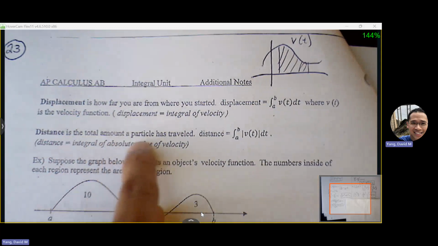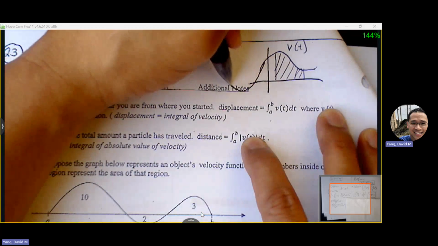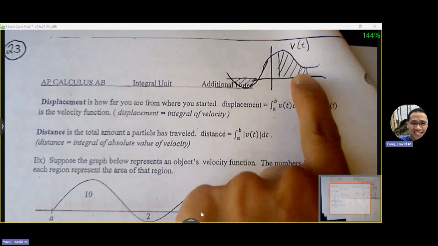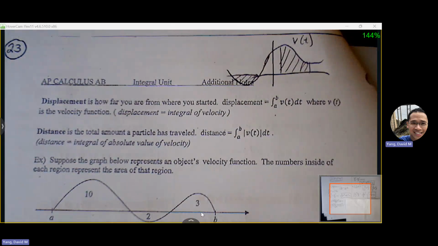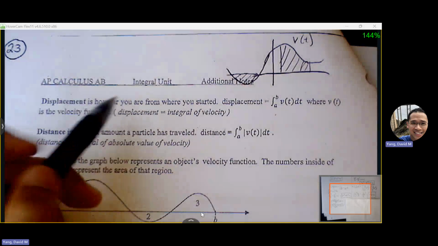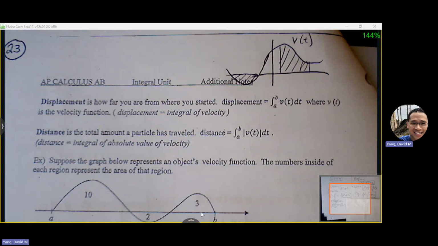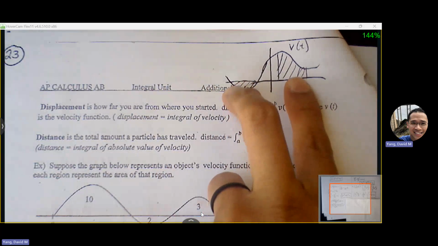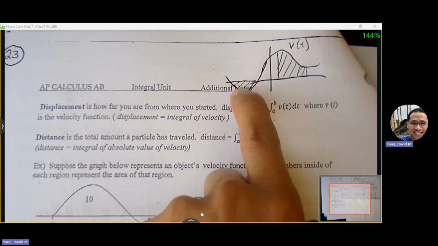And distance is the total amount that the particle has traveled. Sometimes you may have graphs that sit above and below the x-axis, which means you're moving forwards and backwards. Anything above the x-axis indicates how far the particle has moved in the positive direction. The area under the x-axis indicates how far the particle has traveled in the opposite direction. To find total distance, I treat everything as a positive area. Even though he's moved left 3 units, we still count that as a positive 3 towards distance.